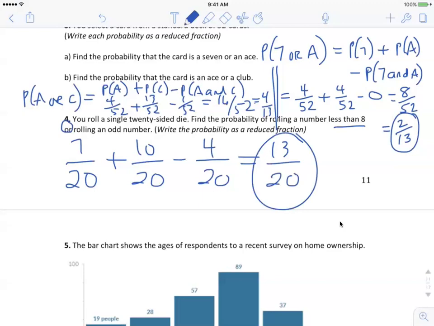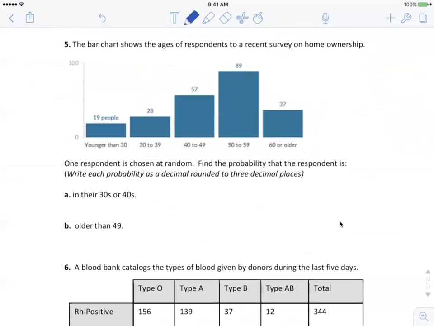Okay. Good to go. All right. What if we have some empirical data here, like in a little bar chart? A person is chosen at random. Probability that the respondent is in their 30s or 40s. 30s or 40s, right? What's the probability that they're in their 30s?